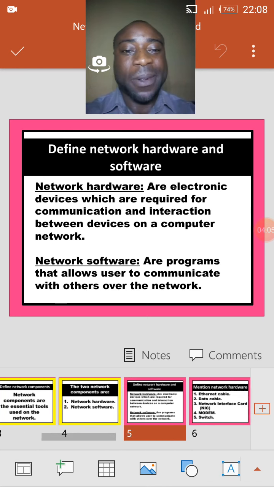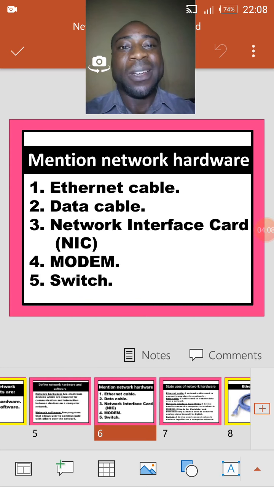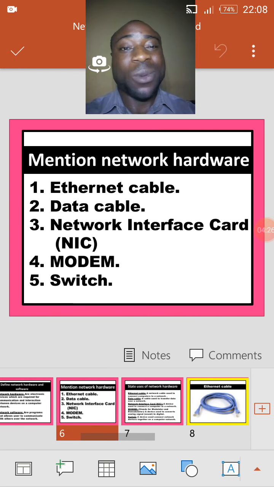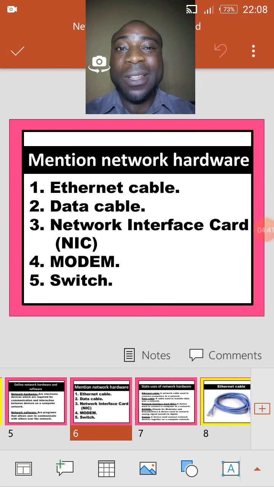Alright, now let's look at the examples of network hardware. I believe you now understand what hardware are. Okay, let's look at the network hardware. We have 5. 1, Ethernet cable. 2, data cable. 3, network interface card or NIC. And 4, modem. And 5, switch. Can we state that again? 1, Ethernet cable. 2, data cable. 3, network interface card rather. Then 4, modem. And 5, switch.